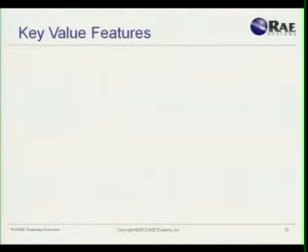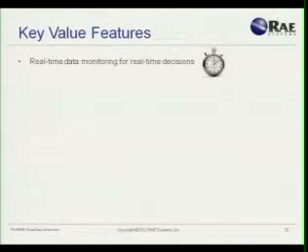Now, let's further look at some key value features and see how those features help us in what we are talking about here, like saving lives. Real-time data monitoring for real-time decisions. We have talked about it because the data comes in real time from sensors, and it can be shared at the same time with anybody, anywhere in the world.